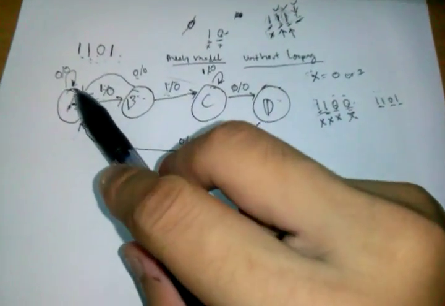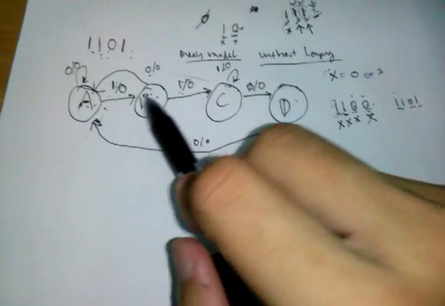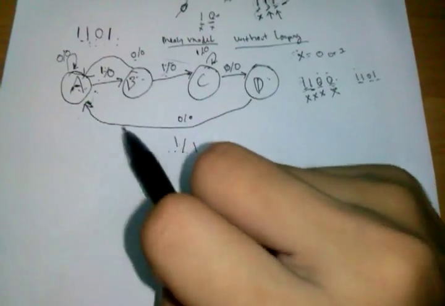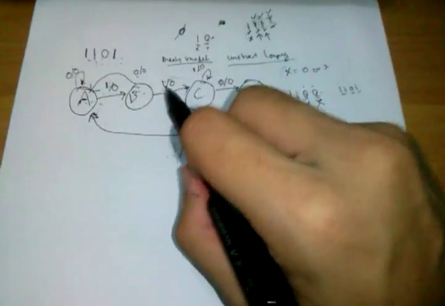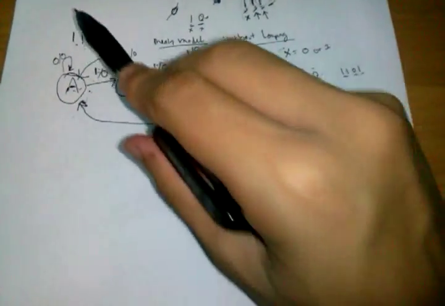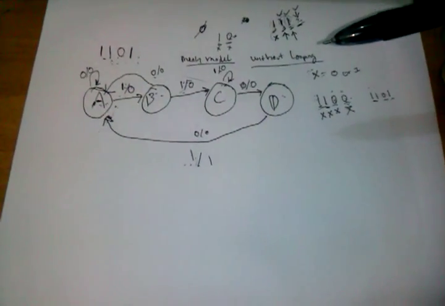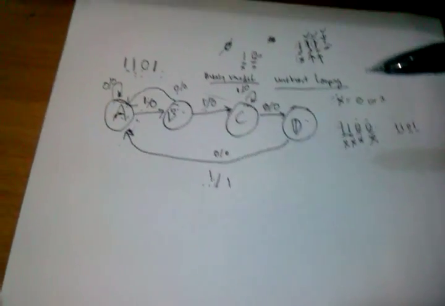So if the text is 1, go to the place 1 again, and 0 and 0 and 1. Okay, 0 1 1 0 1 1 1 0 1.